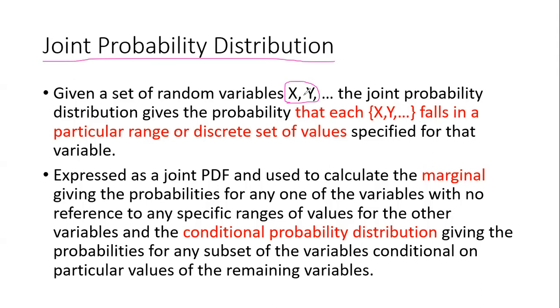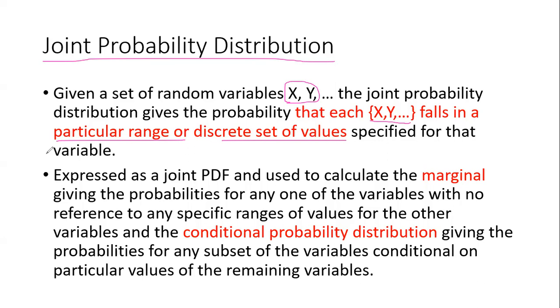So given two random variables x, y, the joint PD gives the probability that each pair x, y falls in a particular range or discrete set of values specified for that variable. Just like in the univariate case where we had either discrete or continuous, in the same way for the joint probability distribution, either you can have a discrete set of x, y pairs for which you can calculate the value, or you can have a range of values of x and a range of values of y.